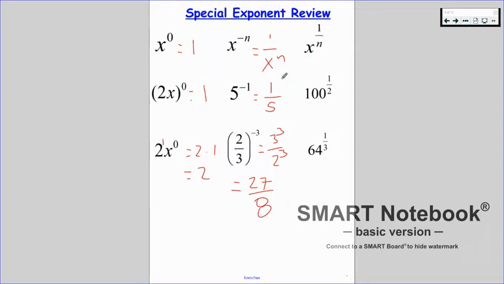X to the 1 over n, that means the nth root. So we use that nth root. So this is the square root of 100, so that's going to be 10. And this is the cube root of 64. What times itself 3 times would be 64, and that number would be 4.